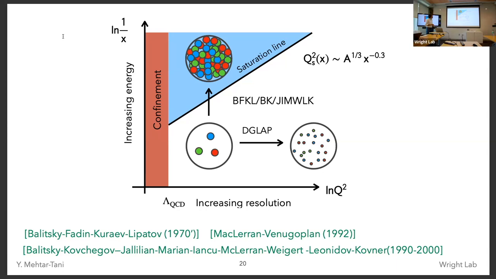But fixing Q and varying x, what happens is that the size of your objects is roughly unchanged, but the number increases rapidly until you hit this saturation line, which is a line in the log-log scale here, which simply represents the saturation scale. And this is where saturation happens. And this was studied extensively in the past, say 30 years, with new evolution equations that describe the evolution of the gluon density across this line.